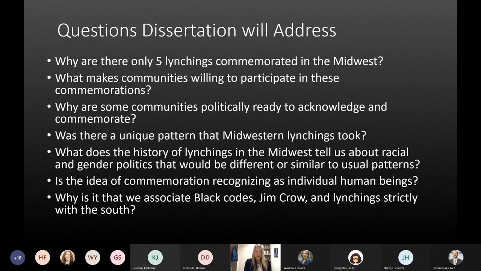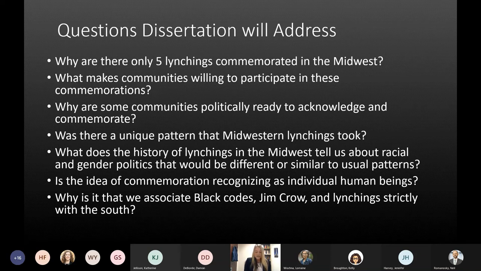So was there a unique pattern that Midwestern lynchings took? And I've already addressed that there are these similarities with hurting a white person with the involvement of law enforcement. And what does the history of lynchings in the Midwest tell us about racial and gender politics that would be different or similar to usual patterns? Is the idea of commemoration recognizing them as individual human beings? So maybe we want to put individual names and faces to these acts of violence. It gives it more meaning.